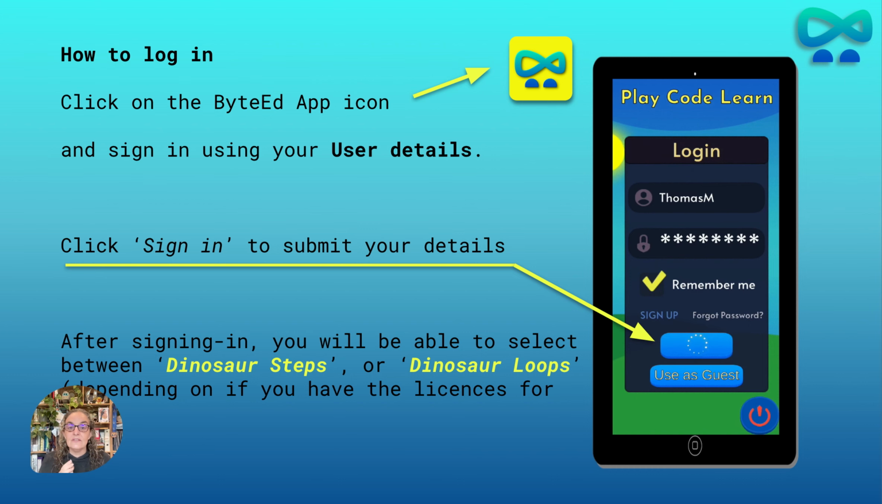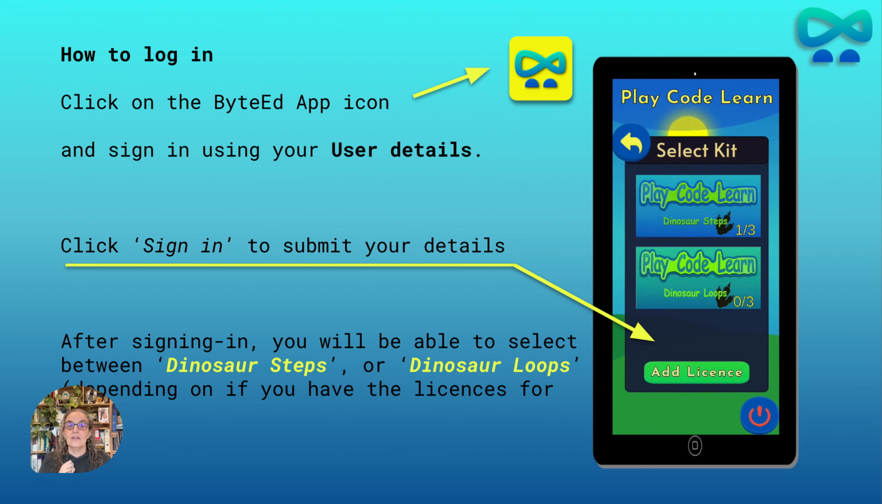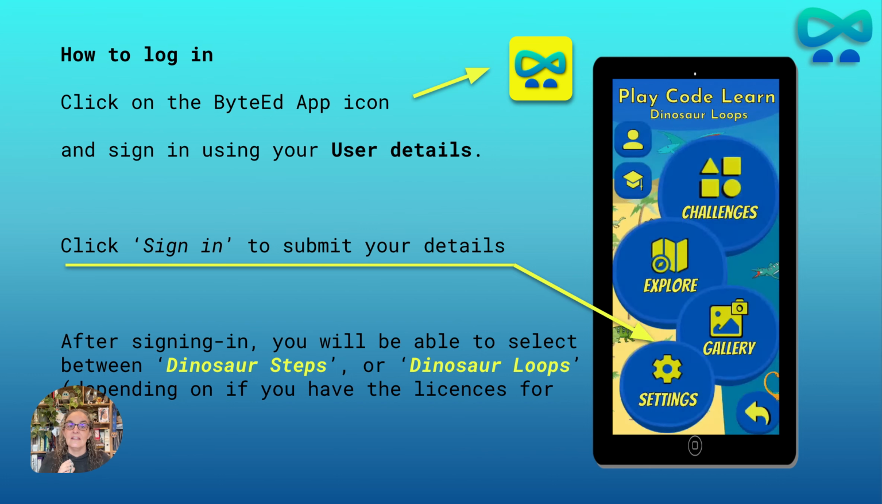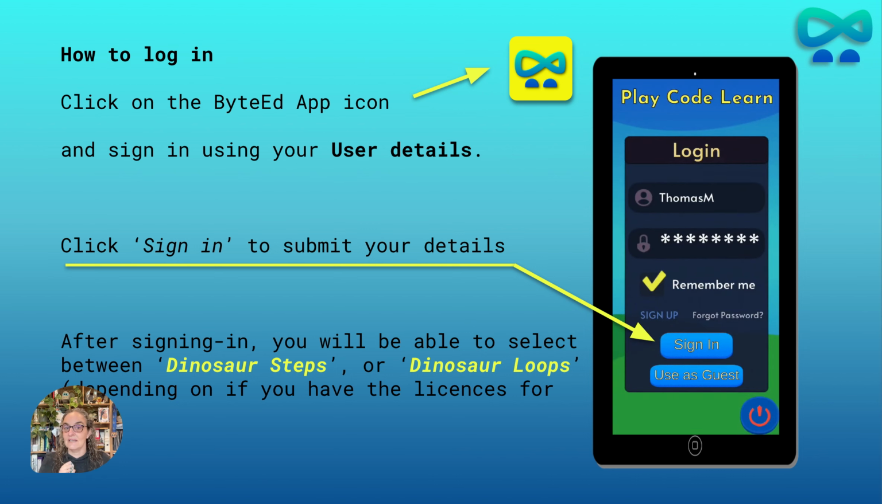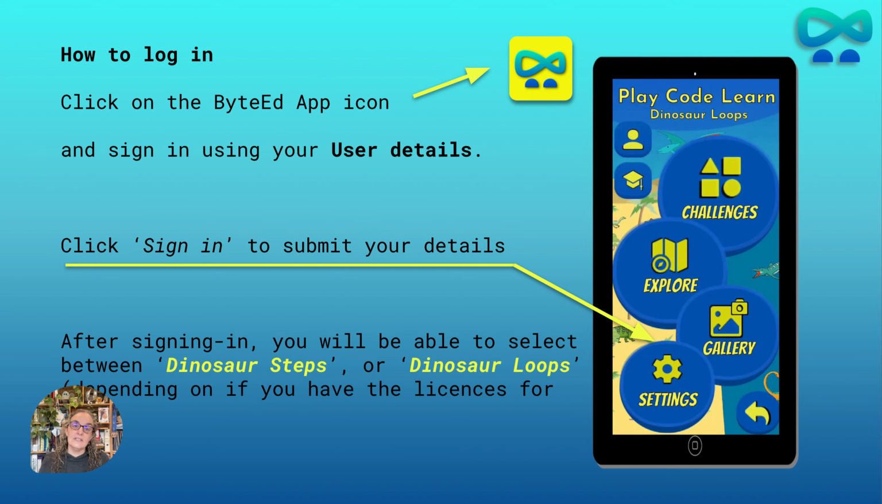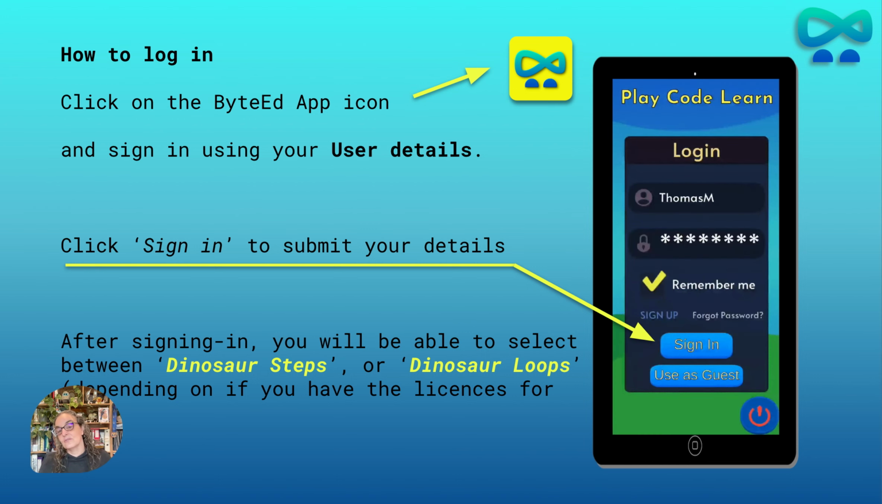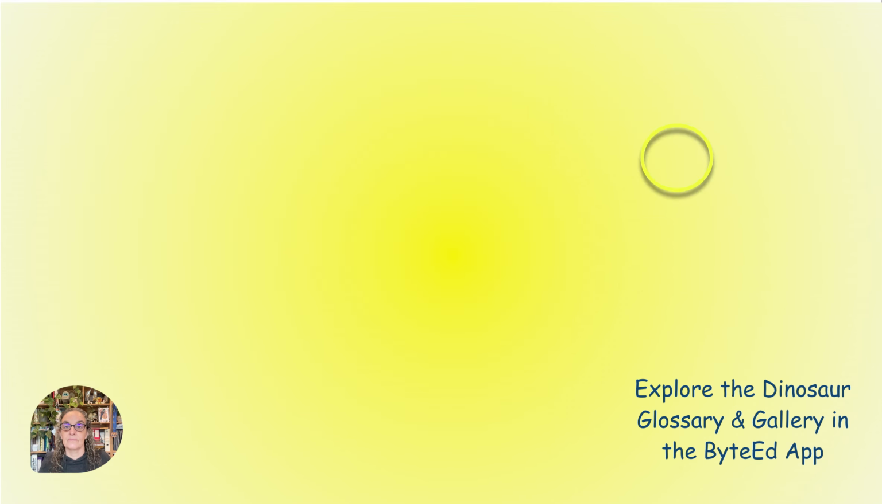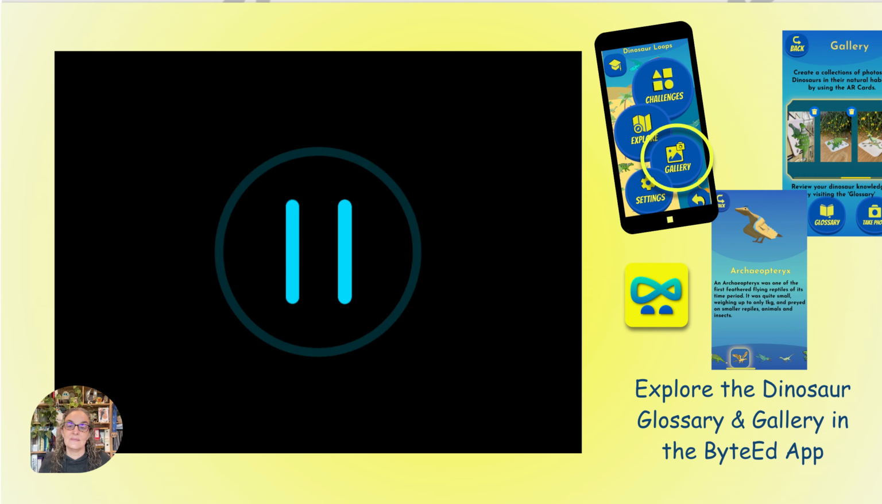So to log in to the app itself, you will get this login system, as you can see here. Then you can select Dinosaur Loops, and then you can hop into the gallery as it's showing you on here. If you do not have a login or you've forgotten your login, you can go in as a user guest. It just will not save any of your work. So go and explore the app.